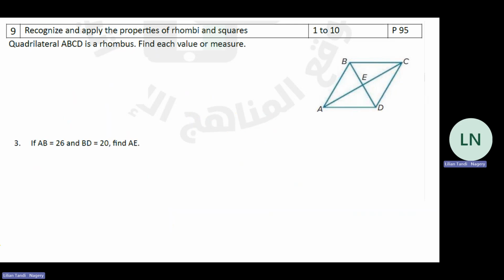Okay, now, again, we are talking about a rhombus. I know that this is 90, this is 90 degrees, 90 degrees, 90 degrees.